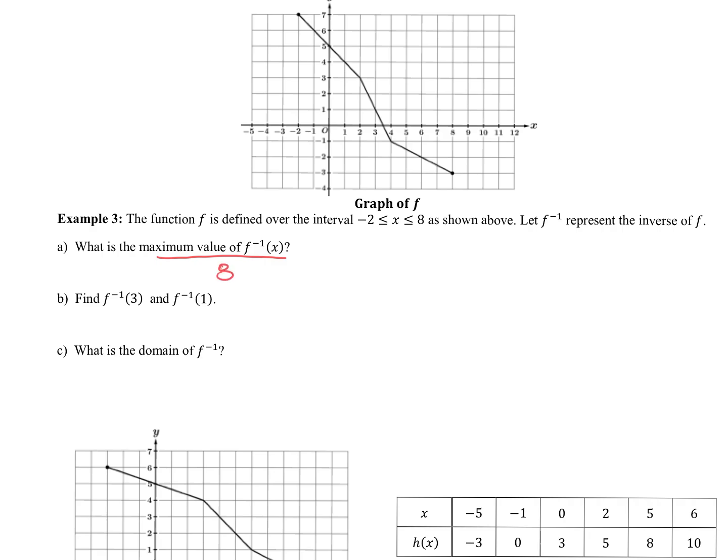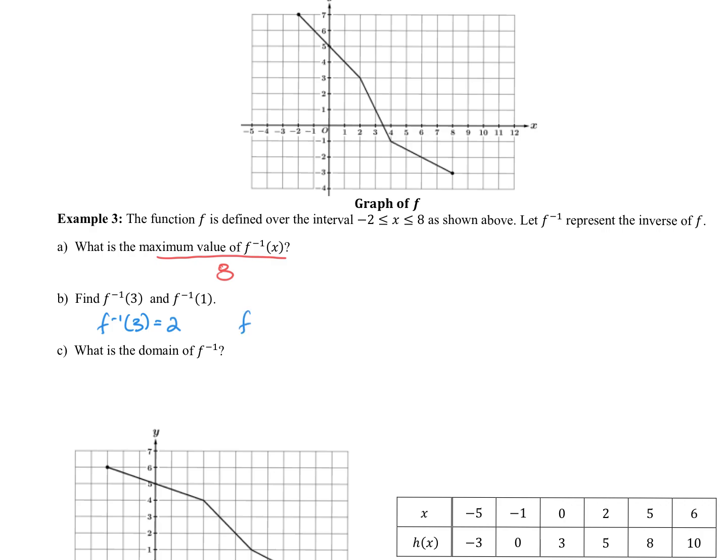And so now we're going to find f inverse of 3. And so when we find this, we're looking for when the y value of f is 3. And so when is the y value of f 3? At 2. And so f inverse of 3 is 2. All right, let's keep moving.